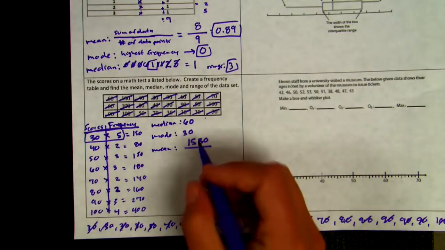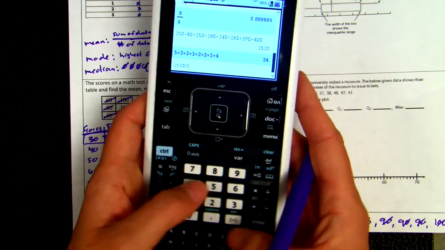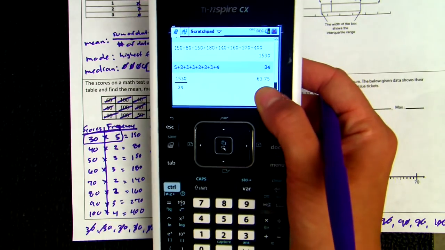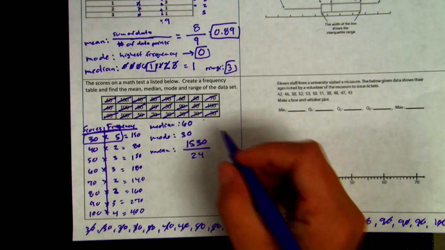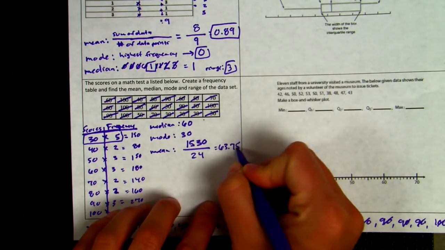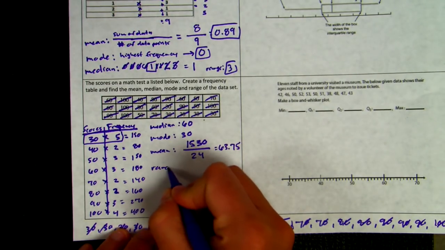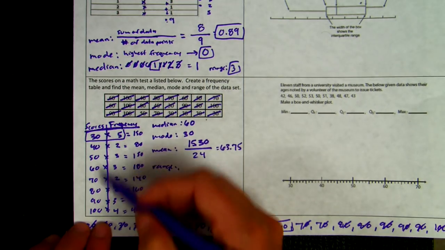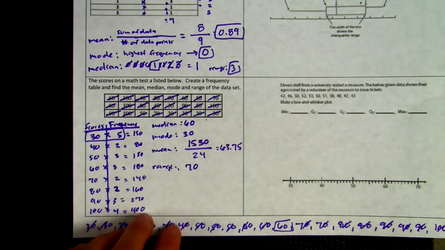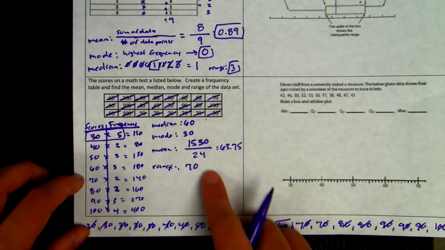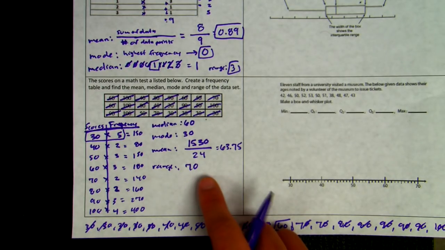And that gives me 24. 1530 divided by 24 gives me a mean of 63.75. And then finally, my range is just my greatest value minus my least value. So 100 minus 30, that gives me a range of 70. Got a little ahead of myself there.